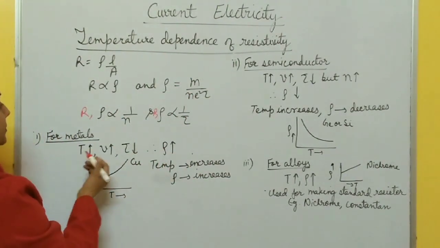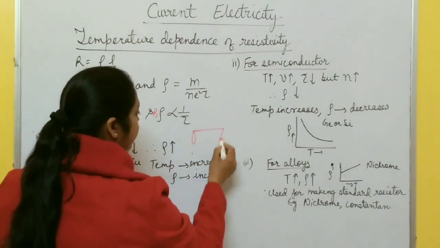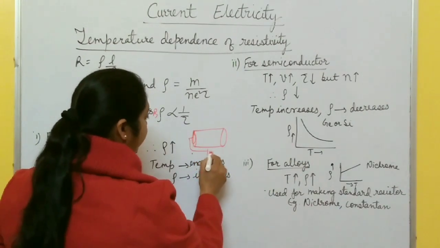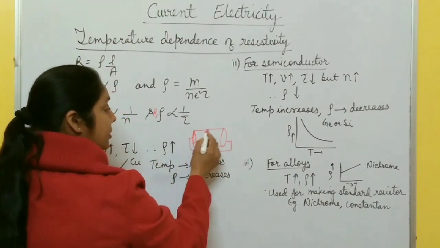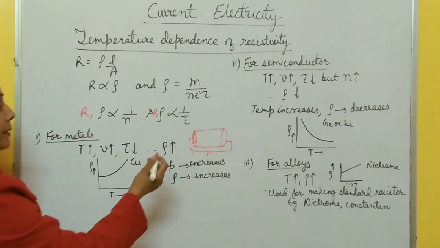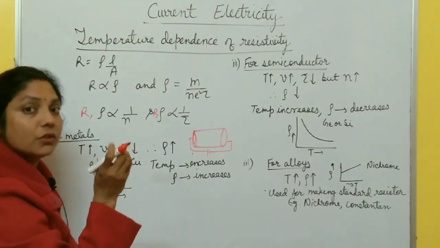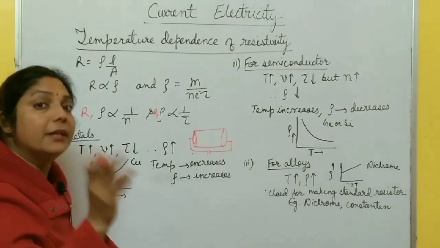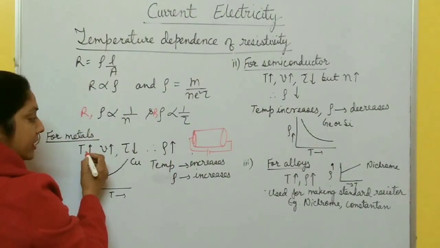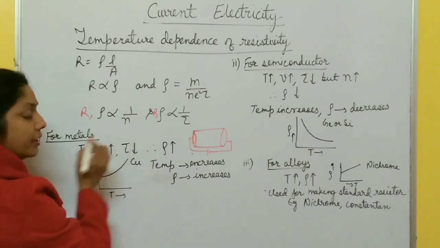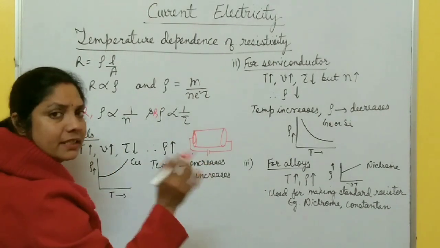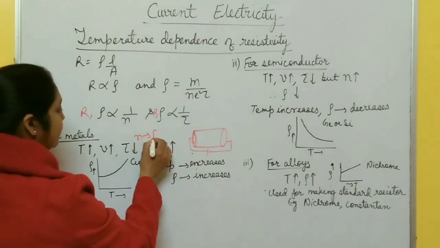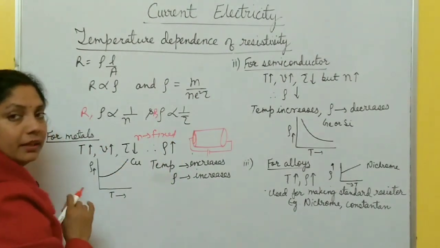For metals, suppose this is a conductor, right? This is connected to a battery. As the temperature of this conductor increases, what happens? The velocity of the electrons also increases and they collide very fast. It means relaxation time decreases. So as temperature increases, velocity increases, relaxation time decreases. And the number density is fixed for metals, right? n is fixed for metals. There is no change in number density.